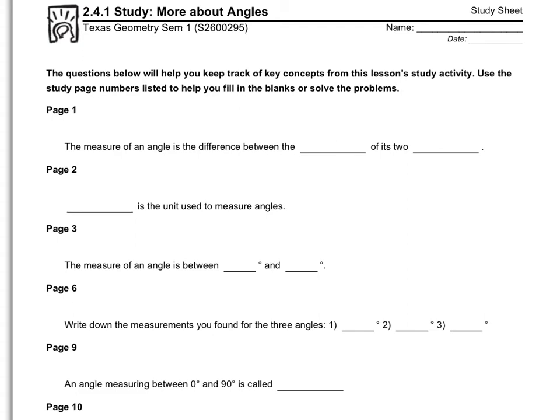2.4, we're going to learn about angles. So we're actually trying to figure out the measure of an angle. The measure of the angle is the difference between the direction of its two rays. So it's how far apart its rays are from one another. The unit we use to measure angles is the degree. And the measure of an angle is always between 0 and 180 degrees.